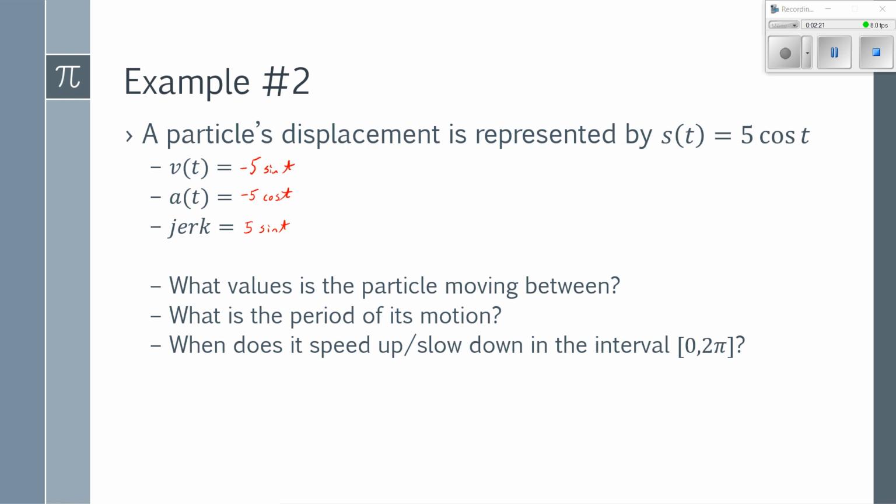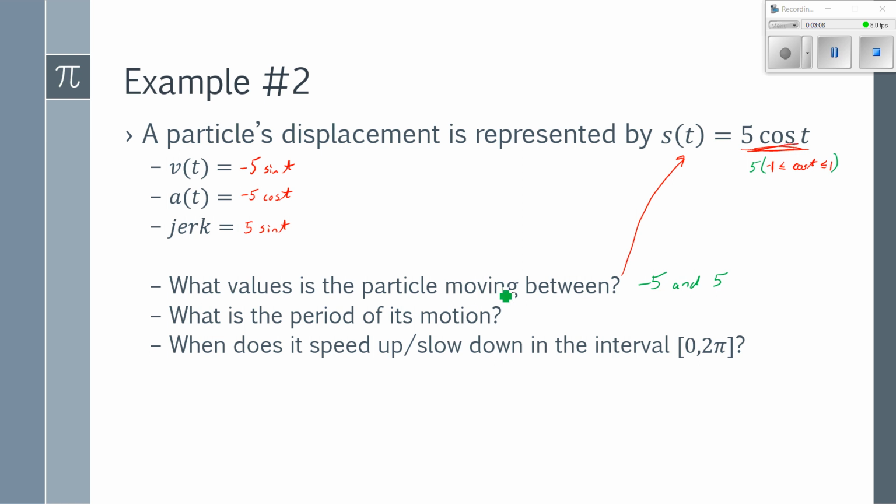So in terms of what values the particle is moving between, this is where knowledge of my trig functions is very helpful. Moving between would be represented by my displacement. So looking at my displacement, I know that cosine is always between the values of -1 and 1. Well, if I go ahead and multiply all of that by 5, I get that 5 cosine of t will always be between -5 and +5.